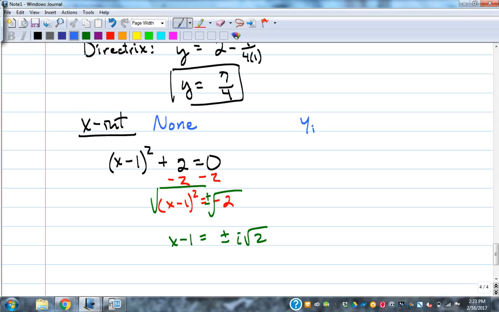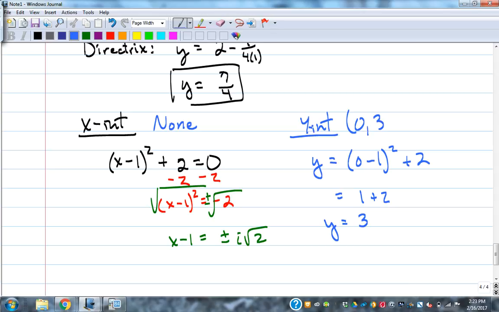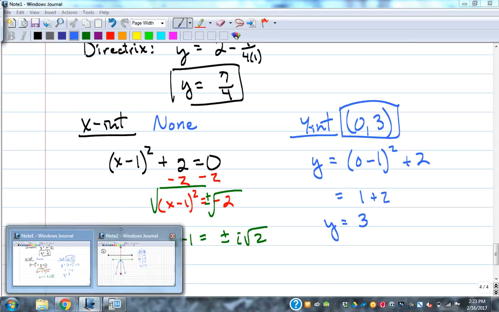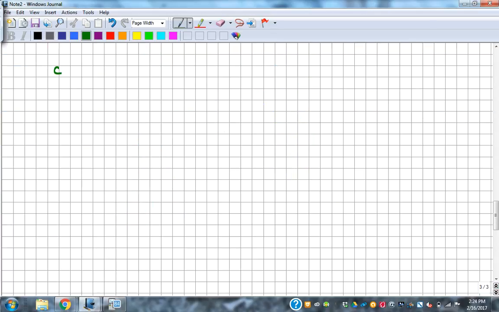What about y-intercepts? Yeah, we plug a 0 in for x. 0 minus 1 squared plus 2. That'd be 1 plus 2 is 3. So the y-intercept is the point 0, 3. So we did have a y-intercept. No x-intercepts on this one. Now we're ready to graph that with all of that stuff. We know it opens up.